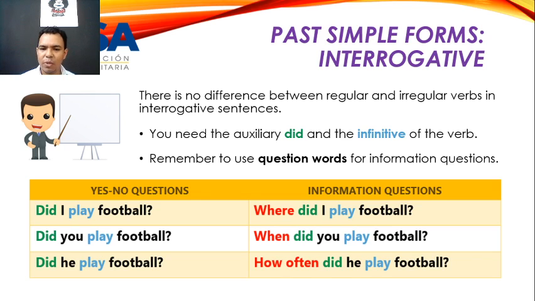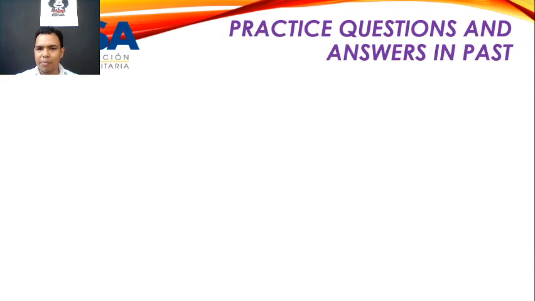Where did you play football? I played in the stadium. When did you play football? Yesterday, last week, last Monday. How often did he play football? He played football every day last March, for example. So these types are the information questions. At the beginning, the question word, after that, auxiliary, subject, verb, and complement. Now, time to practice.